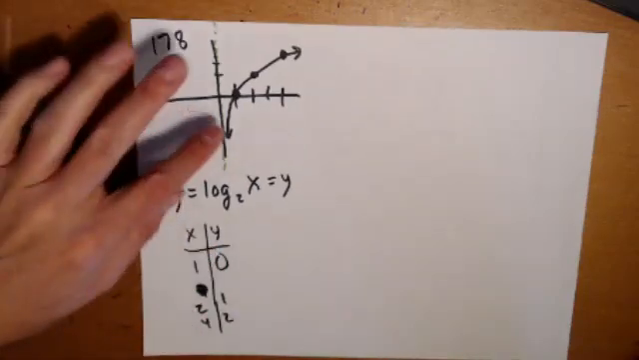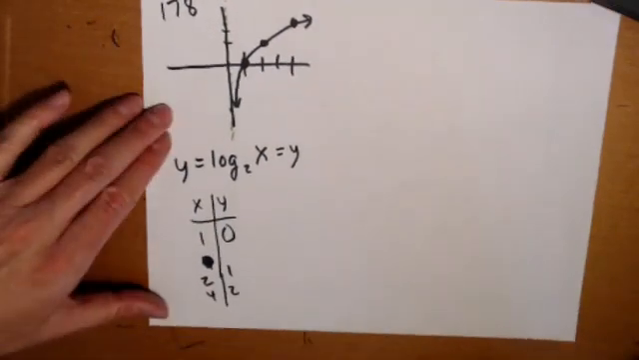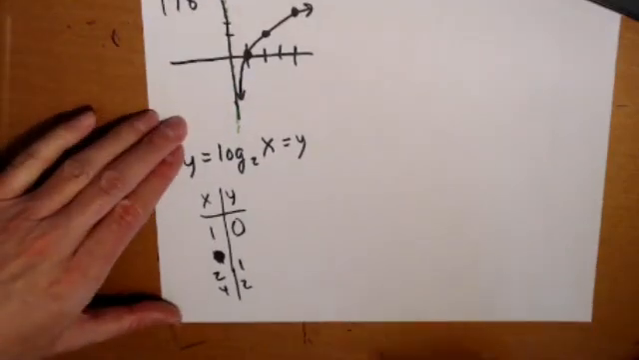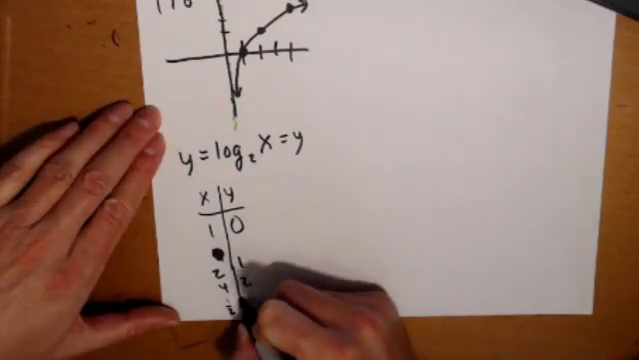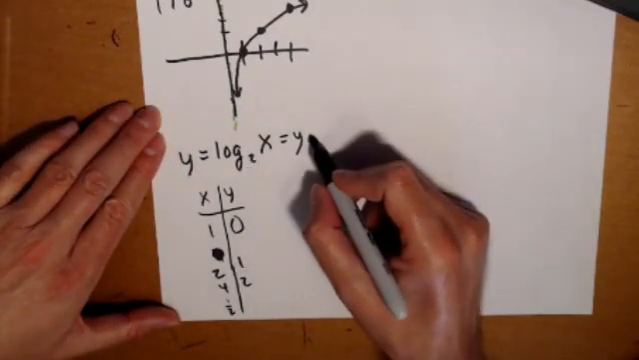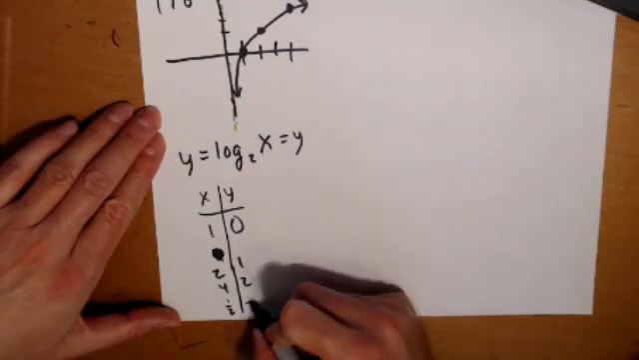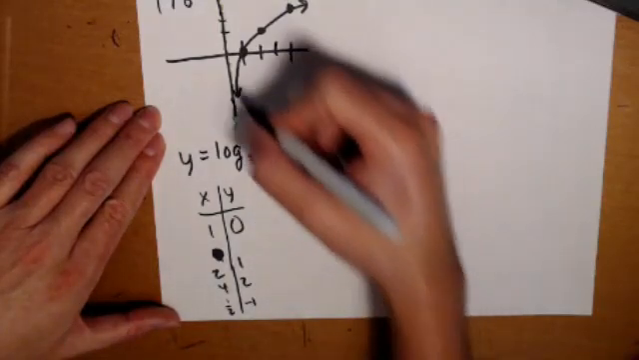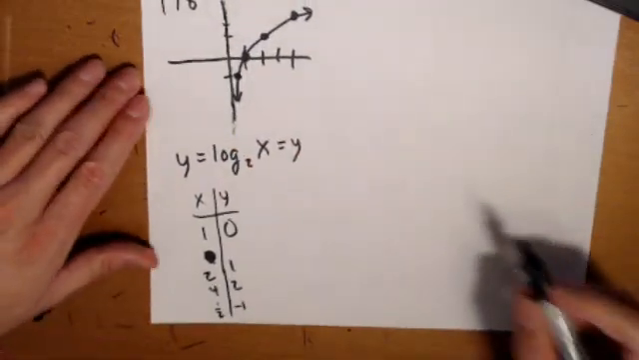So we plotted some points, we have a good feeling for it. Well, what about, why does it go down? Okay, well, what if x is a half? 2 to what power gives me a half? Minus 1. Okay, fair enough. It's making sense.